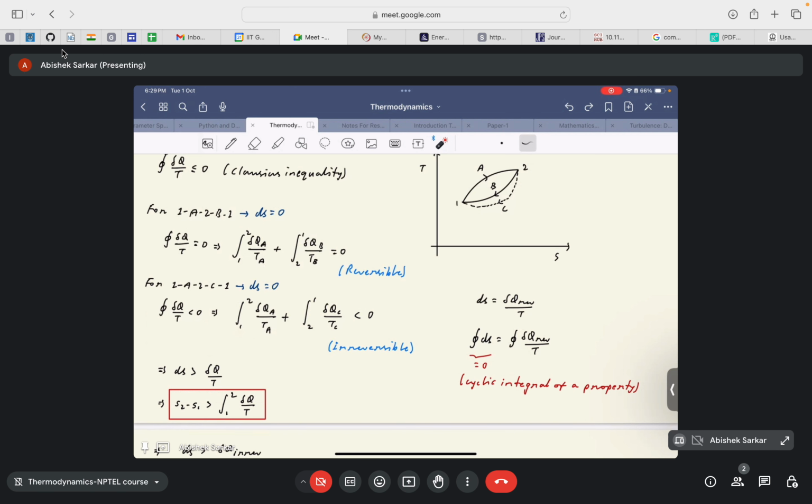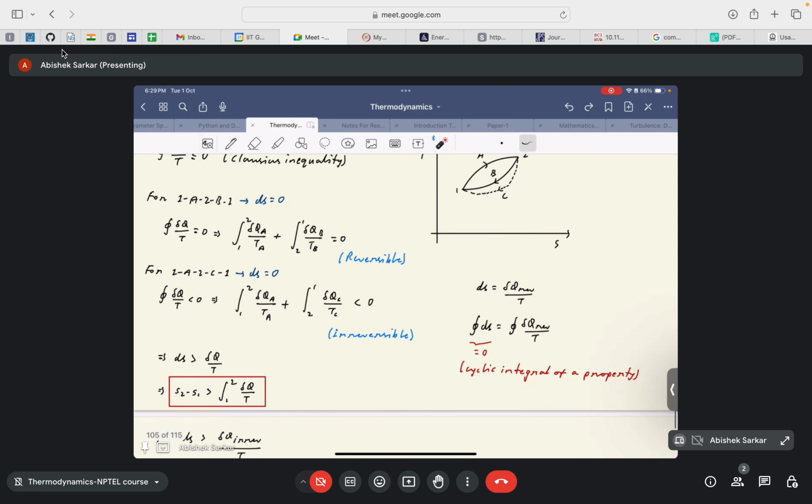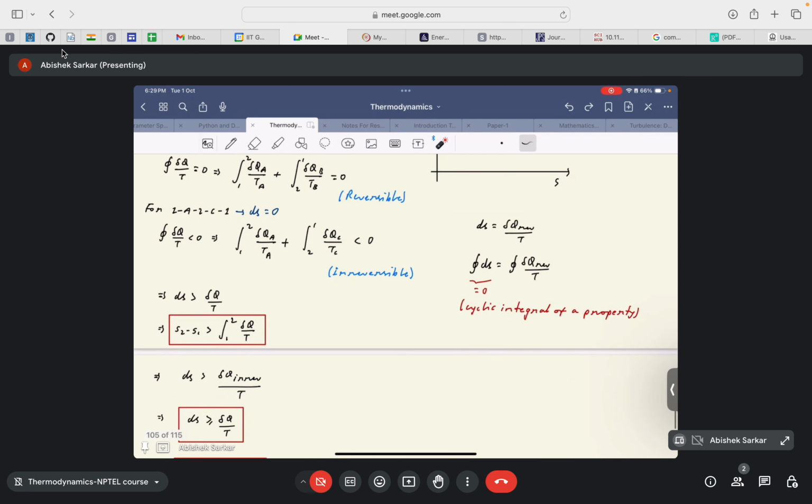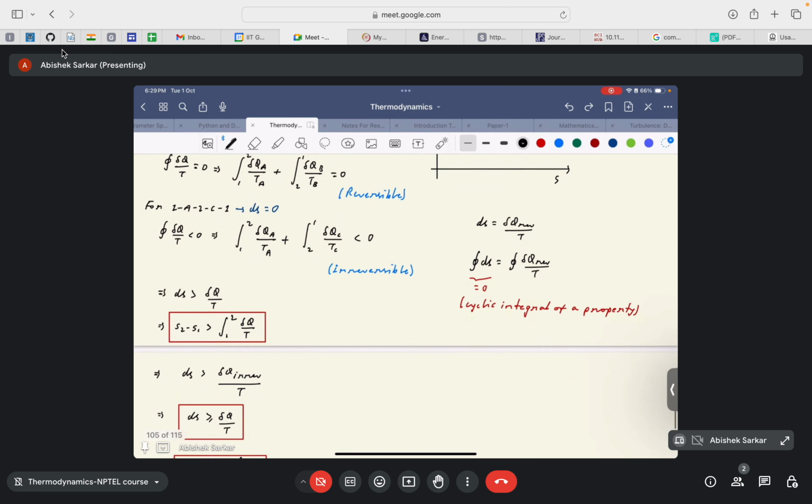So basically it would imply that the integral of delta QA by TA from 1 to 2 and the integral of delta QC by TC from 2 to 1 should be less than 0 in the case of an irreversible cycle, or basically it should be less than dS. Why? Because dS is equal to 0, right? So we have that dS is greater than delta Q by T, and if not mentioned explicitly, delta Q by T means delta Q by T for an irreversible cycle.